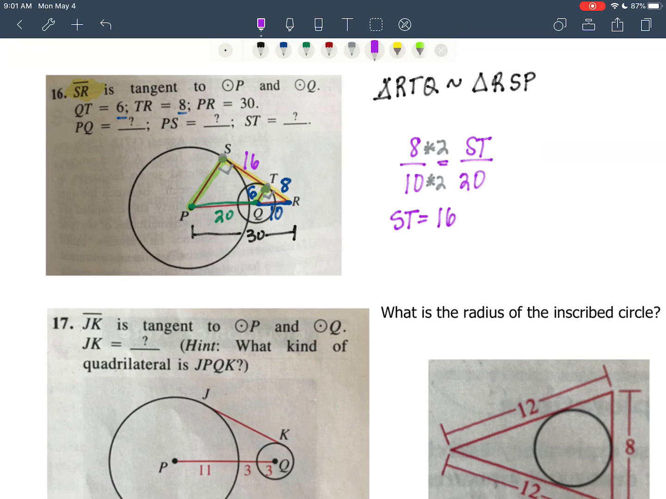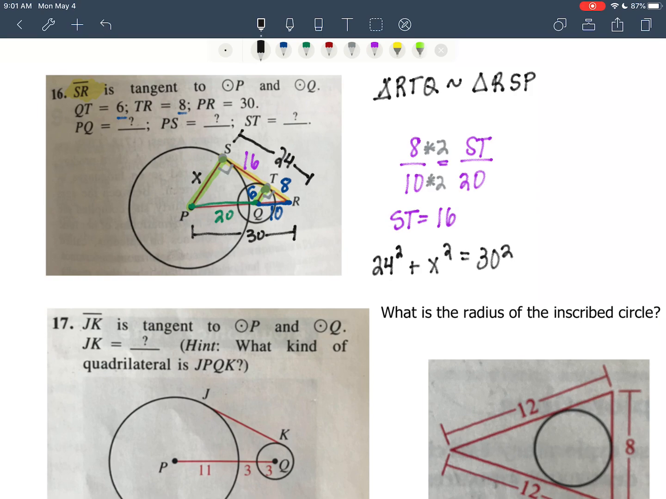We need to find what PS is. It's the last missing piece. Well, I've got a leg of 24, so that's 24 squared. I can do that. Plus, we'll call PS X, x squared, equals 30 squared. So that's one way that we can find the length of PS. There's another way that we can find the length of PS.